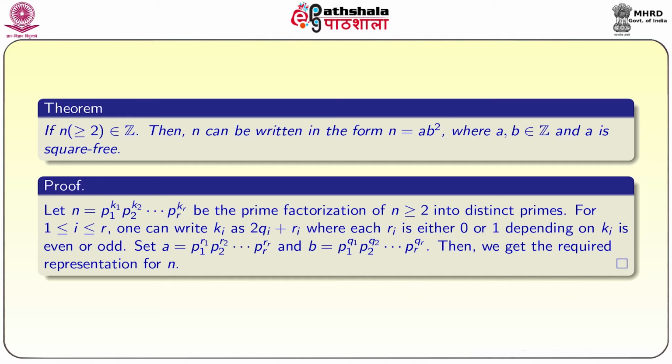It is because r1 is either 0 or 1, r2 is either 0 or 1, rr is either 0 or 1. So, clearly a is a square free integer, and now if you square b, what is the b square value? b square equals p1 power 2q1 into p2 power 2q2 and so on pr power 2qr. So, the product of a into b square is exactly equal to n.